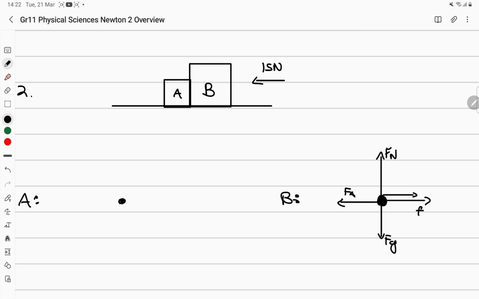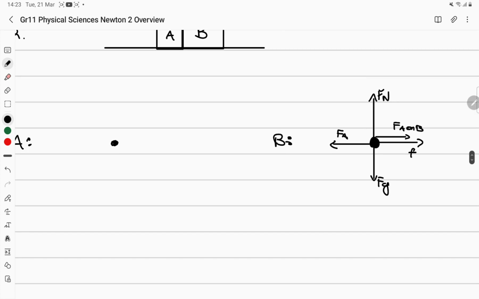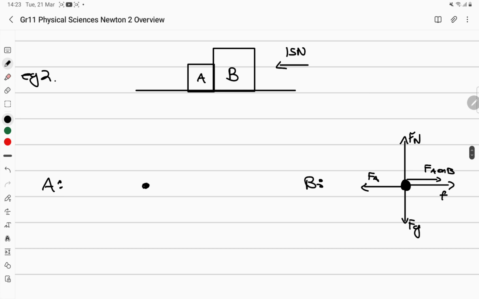Block A will provide some type of resistance to block B, which will be force A on B. It's going in the opposite direction. You're pushing this thing left, so block A is going to apply some type of force to the right. It's actually a Newton 3 thing, but it will always happen. There we go. So that's the diagram for B, and let's look at A.